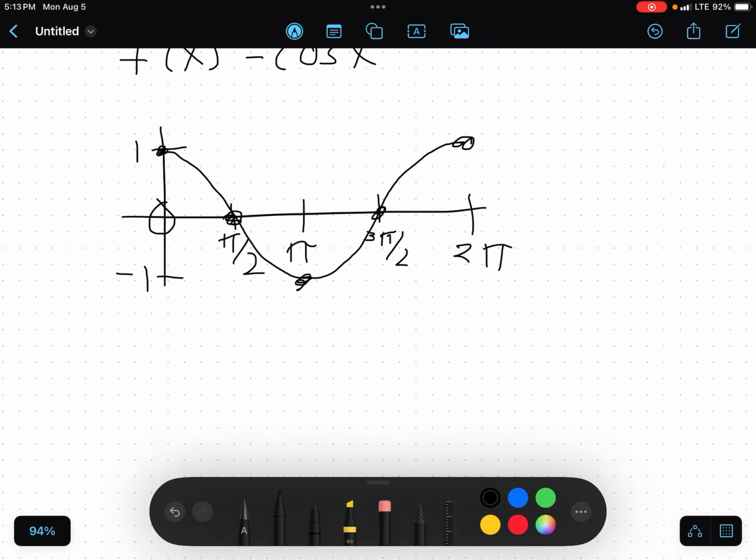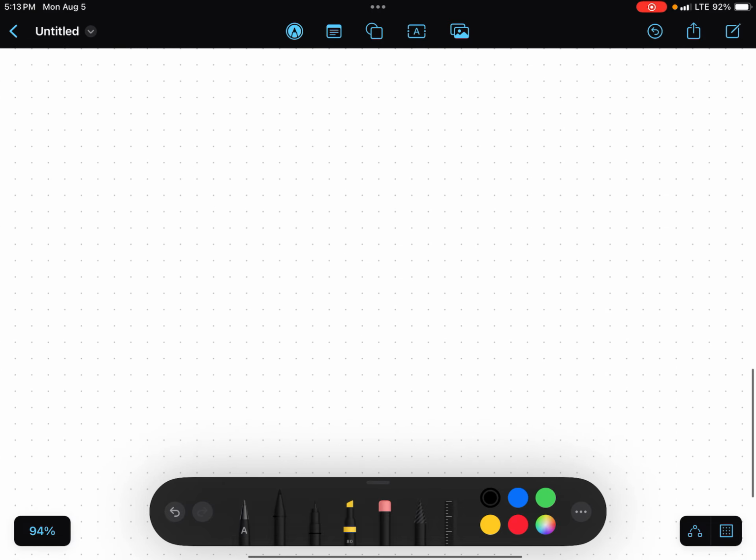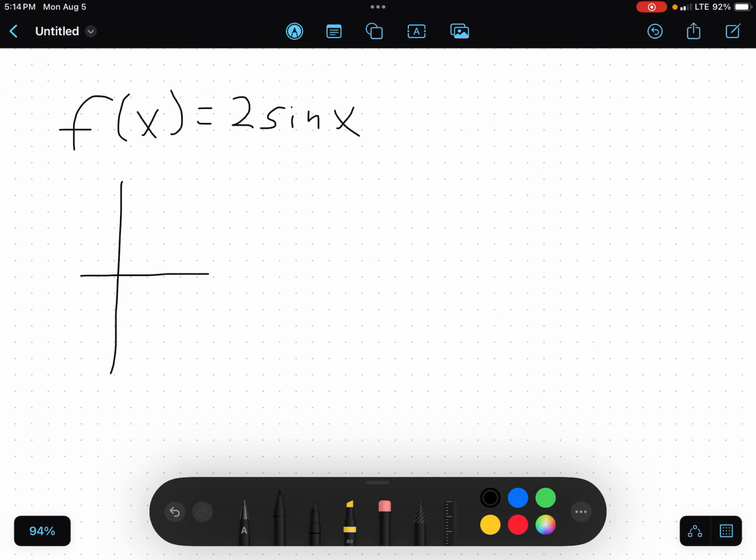Now, the reason why I said high, mid, low, mid, high is that our sinusoids can also have various transformations. So let's start with a relatively simple one: f of x is equal to 2 sine of x. And 2 sine of x changes the amplitude. So instead of going from 0 to 1 and -1, really, I need to go up to 2 and down to -2.